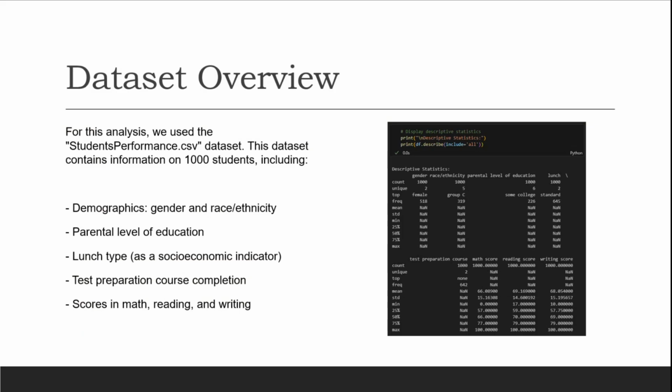As I said before, we use the students' performance.csv dataset. This dataset contains information on 1,000 students, including demographics, gender and race ethnicity, parental level of education, lunch type, test preparation course completion, and scores in math, reading, and writing.